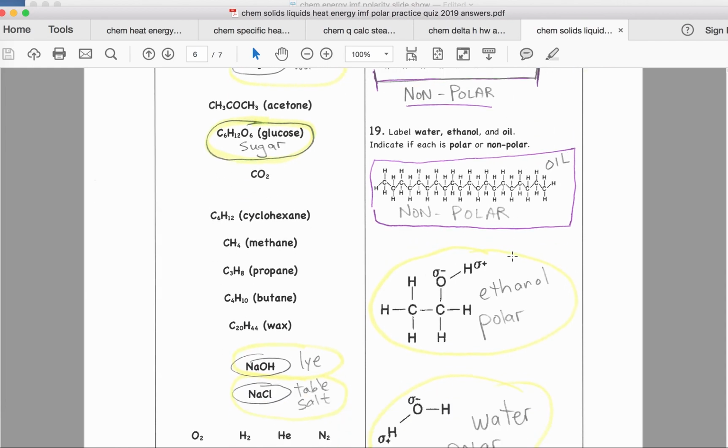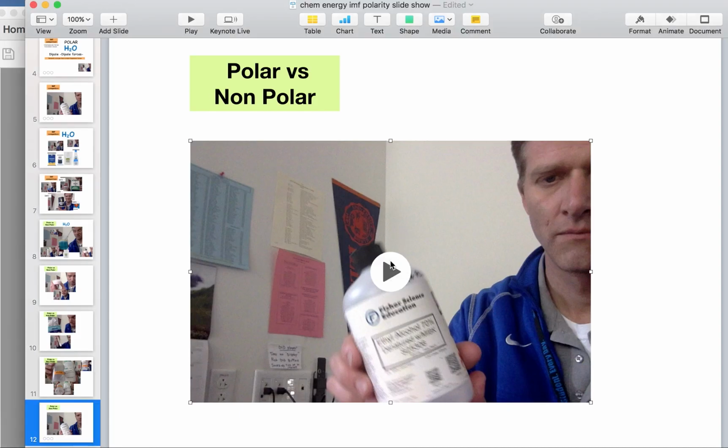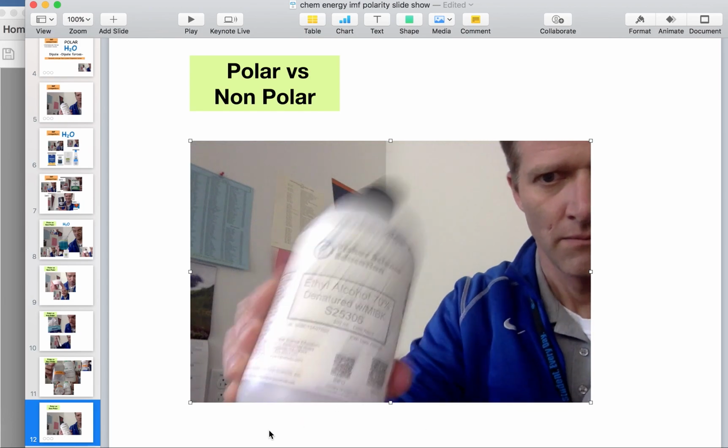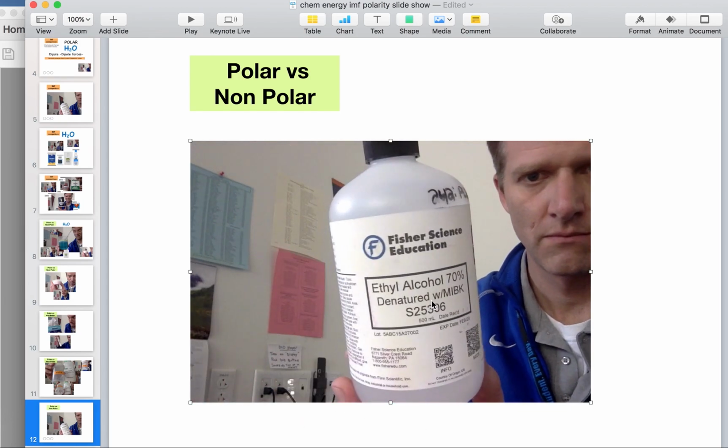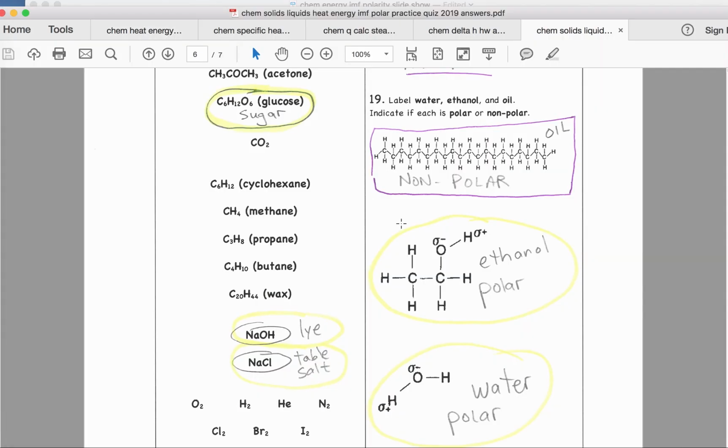Things with a charge, so here's an example of the alcohol that's drawn. Now remember, alcohol blends well with water. Here's a little jar of it, liquid. It's really 70% water in there with the alcohol. It blends very well together. But we say it's polar. Water, polar. Well, just knowing they mix well tells you they're polar. But look at the drawing. There's a little charge, a little charge, a little charge, a little charge. That means it's polar. No charges, not polar.